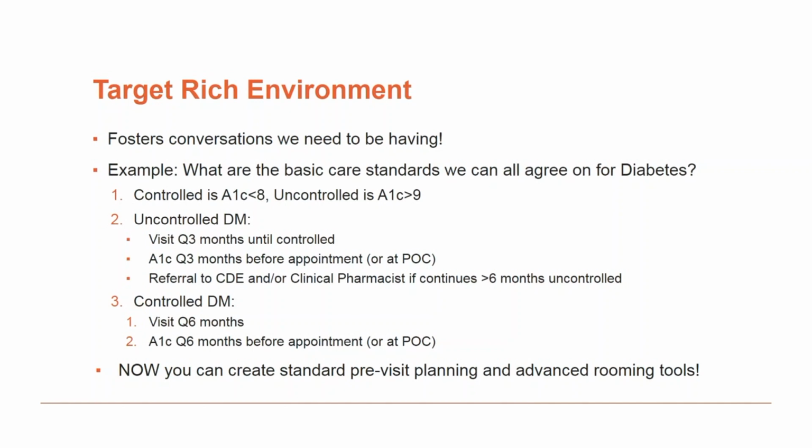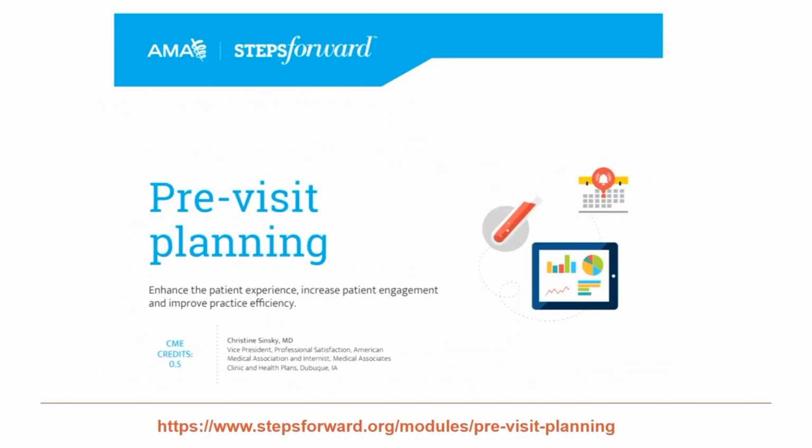Just a care pathway is what we wound up calling it in Kansas, is what we call them here. And once you have that agreement and assigned care pathway for the staff to act on your instructions, then you create pre-visit planning and advanced rooming tools. So I mentioned this AMA website with the training. There is the web link at the bottom.